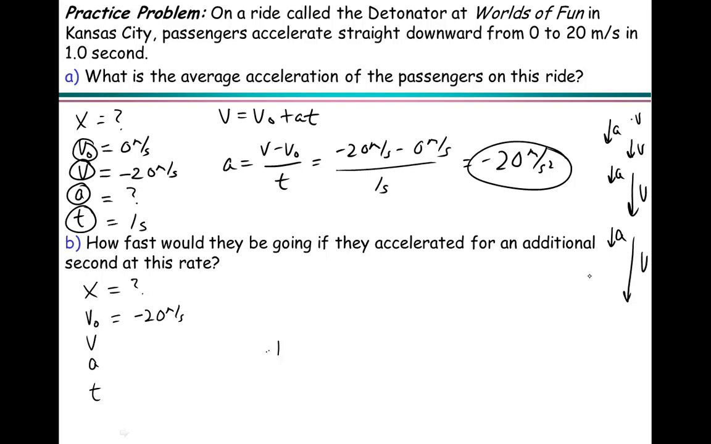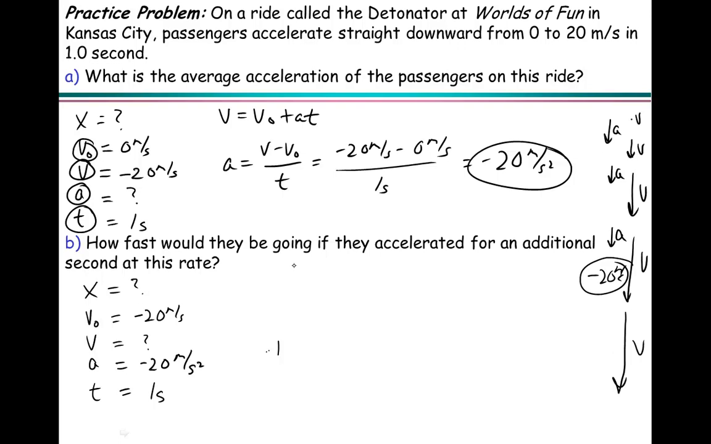So we know that this is negative 20 meters per second. So this is getting even longer down here. We want to know how long that takes. So the final velocity, how fast are we going? That's our unknown. Our acceleration is going to be the same amount, that's the assumption we've got to make, negative 20 meters per second squared. And that would be a time of 1 second later. So 1 second after it's going negative 20 meters per second, how fast will it be going?